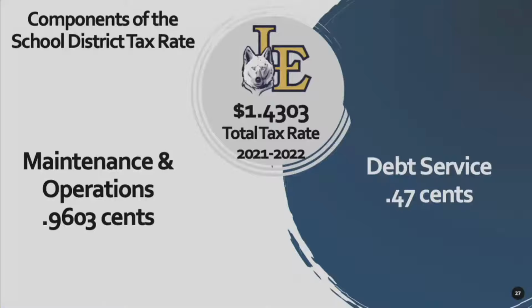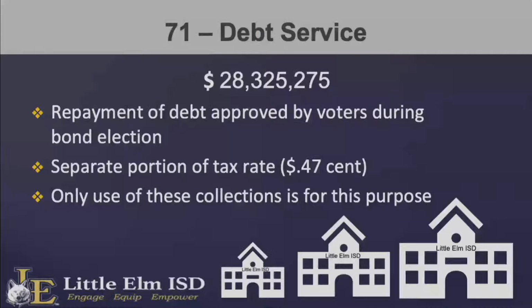Kind of a reminder, because I've been talking for a while now, that there are two parts to the tax rate. And what I just shared with you about the $83 million, almost $84 million, is supported by that one side, the maintenance and operation 96 cents. And the other side is our debt service, also known as interest and sinking, is that 47 cents. And again, that is a pure calculation.